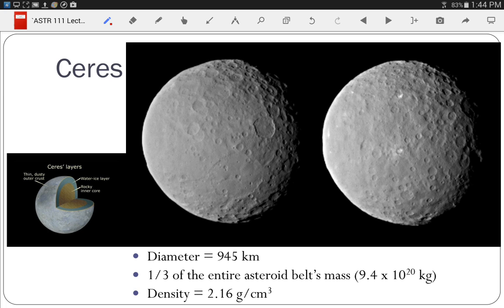But right now, let's focus on the diameter. It said 930 on the previous slide. 945, you know what? I didn't update the previous slide, but this one here is updated. Our knowledge is improving.